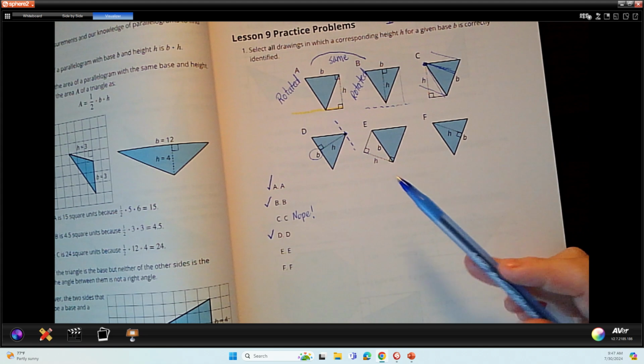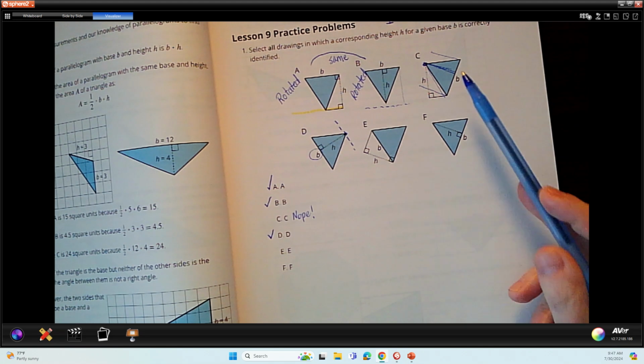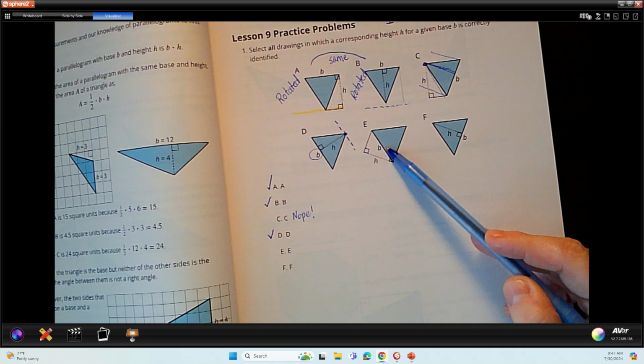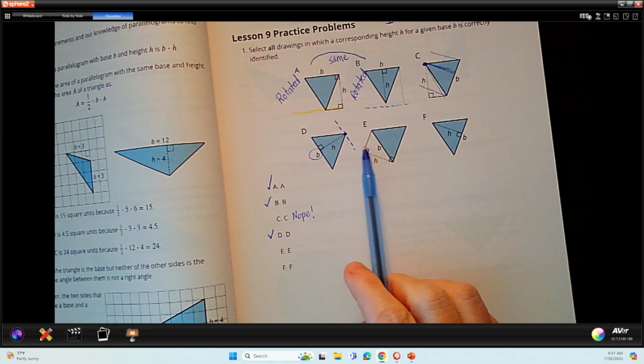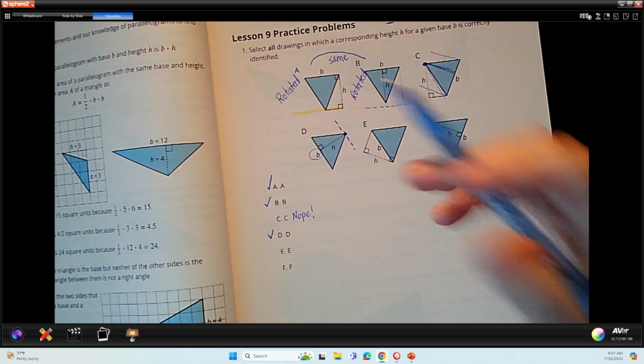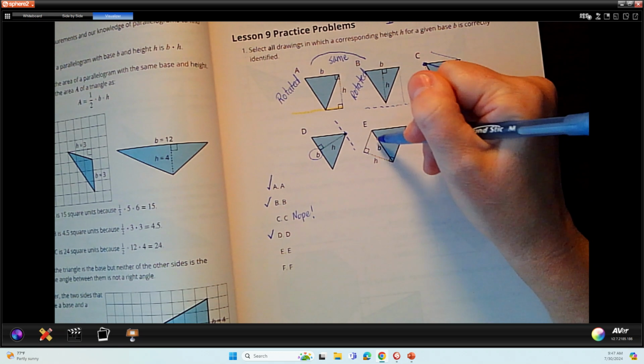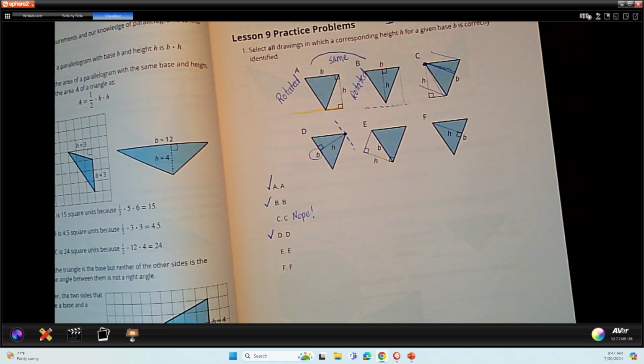Okay, now take a look at E. E and C are very, very similar. So watch, if I look at this one, this does not make sense. I can't measure the height below the base. Okay, like that doesn't work.